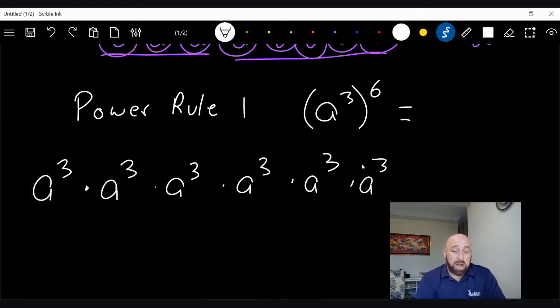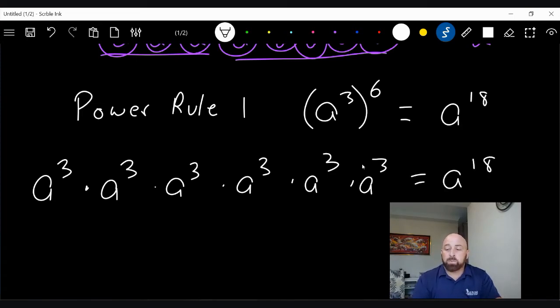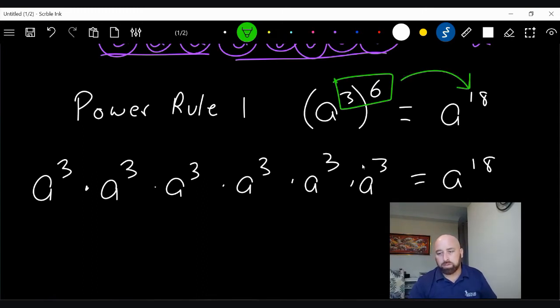Well, now we could go back to the power rule, or the product rule, and we could say, okay, let's add these up. So 3, 6, 9, 12, 15, 18. This is a to the 18th. That's what that equals. You say there's got to be a faster way of doing that. There is. Check this out. This is super fast. You just take 3 times 6. Bingo. There's your 18. 3 times 6 is 18.